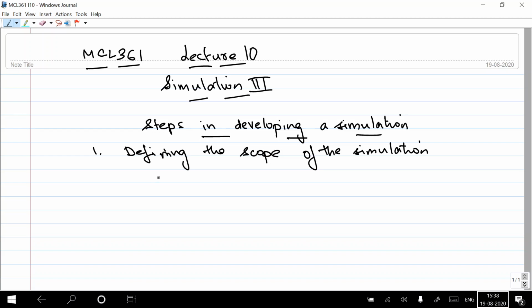Alternatively, you get that by studying the system under consideration. And what did we do here? We said we first have to observe the system. We have to talk to the stakeholders. So for example, if you're talking about a clinic, then we have to go and look at the clinic.